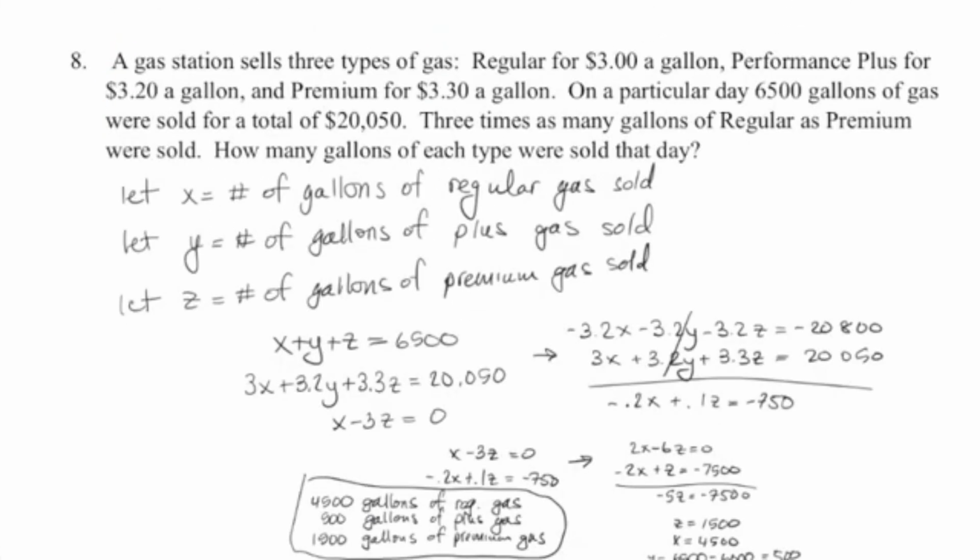For question 8, when you're solving an application problem, again, what you need to do first is identify the question. Here it's how many gallons of each type. In this question there are 3 types: regular, performance plus, and premium. So to define our variables, we need 3 variables. Then x is the number of gallons for regular, y for plus, and z for premium.